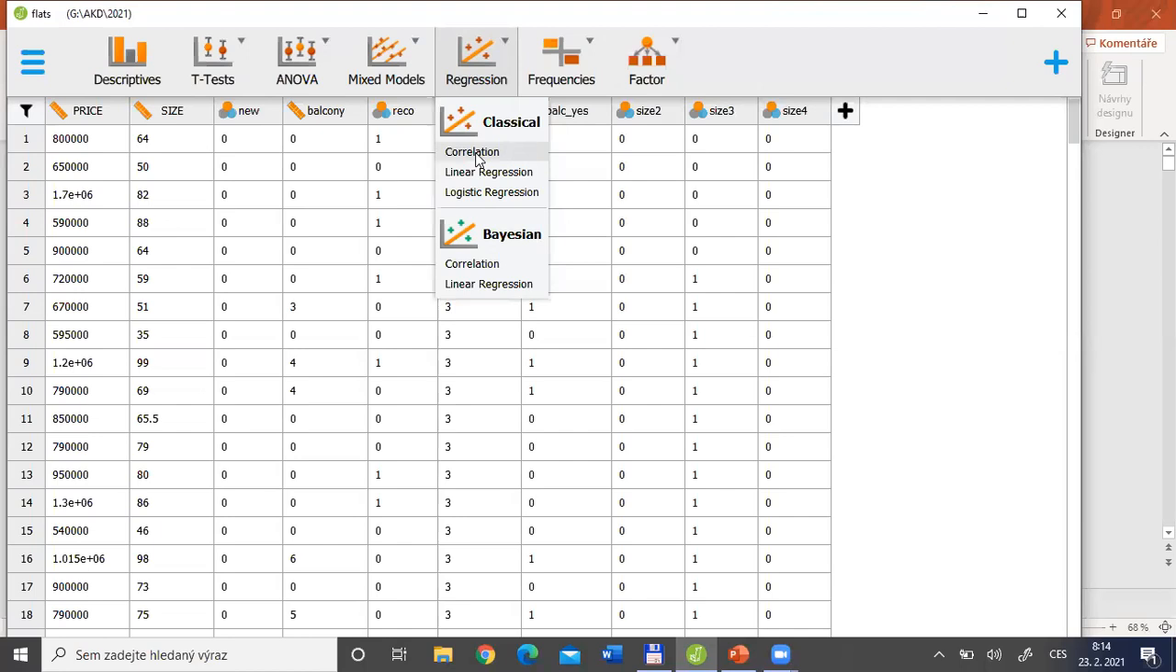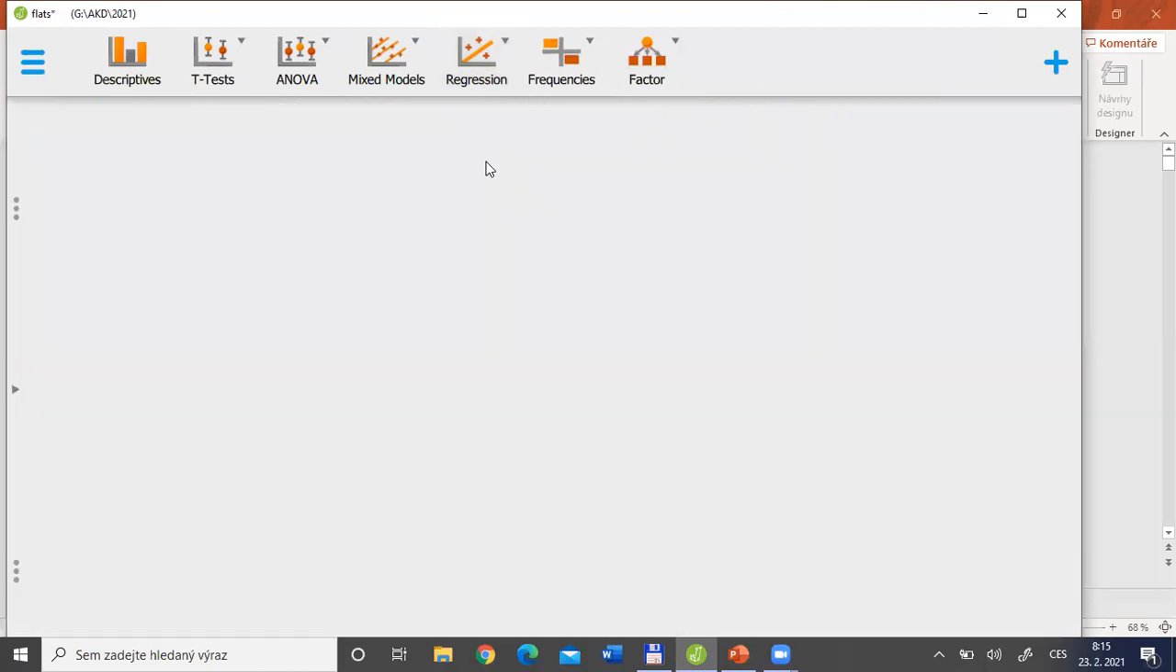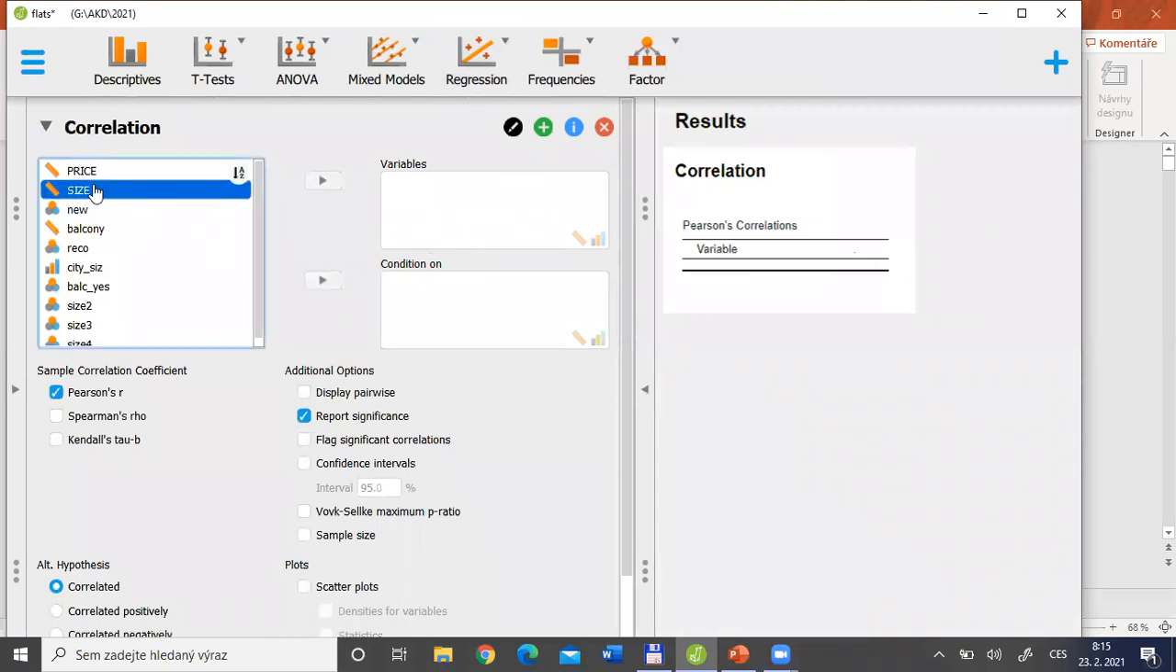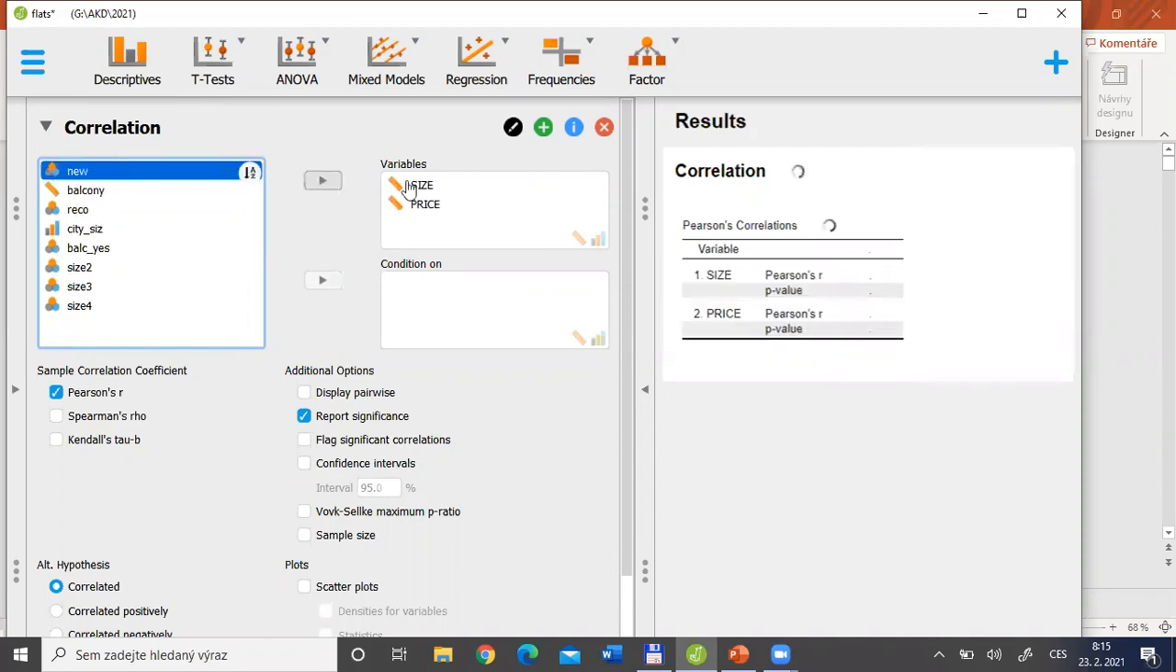So if I would like to compute correlation, I would go into regression, correlation, and now I'm switching into the window with input of JASP. If I would like to correlate sizes and prices, and make a chart in which size would be on the horizontal axis or x-axis and price on the y or vertical axis, the best solution is to include size as the first of the two variables, and the second variable that should be defined is price.